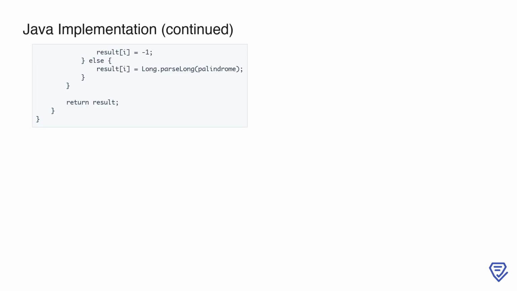Once all queries have been processed, the method returns the result array, containing either the palindromes or -1 for queries where the desired palindrome could not be constructed. This implementation efficiently handles the generation of palindromes by focusing on constructing the first half and mirroring it appropriately, ensuring correctness and adherence to constraints.